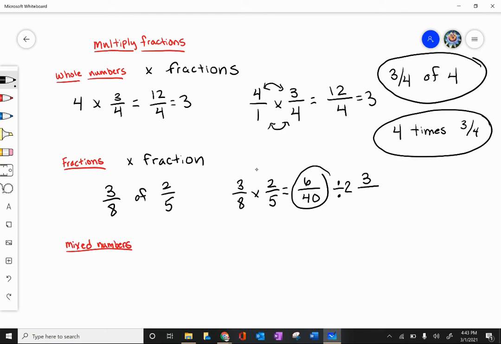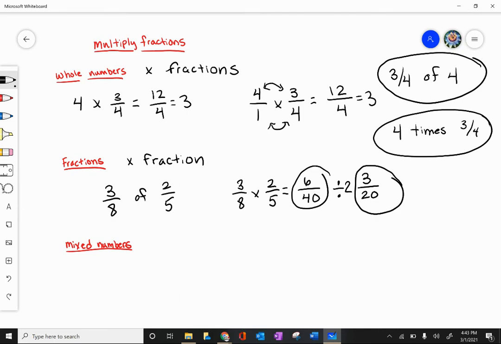So 6 divided by 2 gave me 3. 40 divided by 2 gives me 20. And now it's in simplest form. They're both equivalent fractions. They're both right. Sometimes the question may ask for it in simplest form. So 3/20 cannot be simplified anymore because they don't have a common factor between them. The factors of 3 are just 3 and 1, and 3 is not a factor of 20, so it can't be simplified anymore.